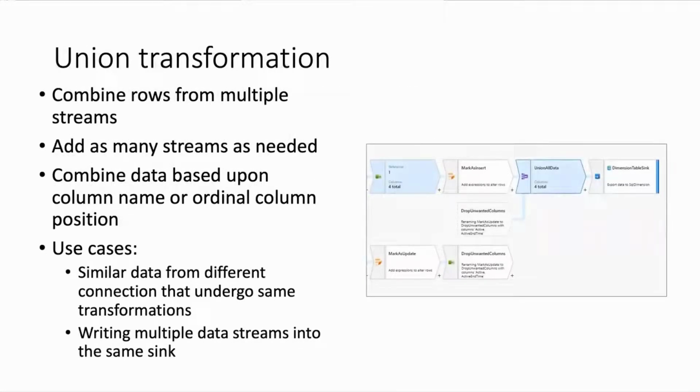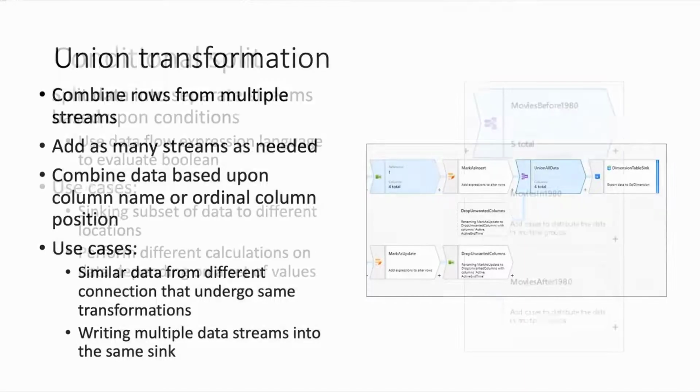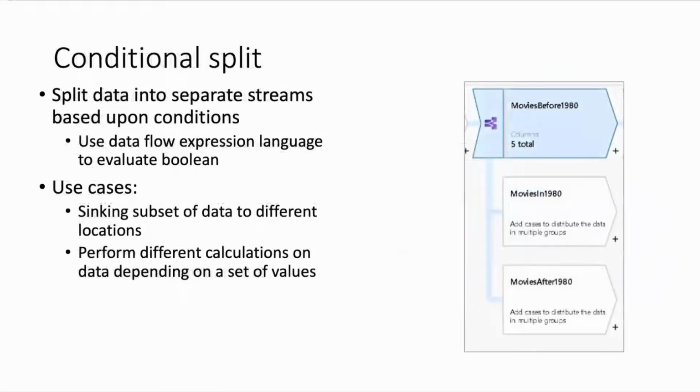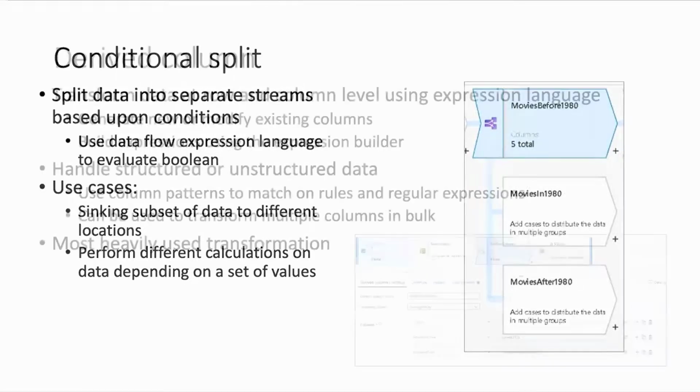Union transforms: similar data from different connections that undergoes the same transformations, you can use union for that. Writing multiple data streams into the same sink, you can use union for that too. Conditional split based on certain logic in your stream. Let's say movies before 1980 and after 1980, you can split them into two streams, and output them as two different files or two different tables, or analyze them accordingly. So if you want to do partitioning of your data, yes, you can use conditional splits and partition your data.